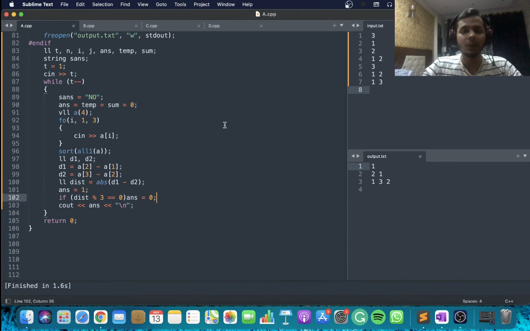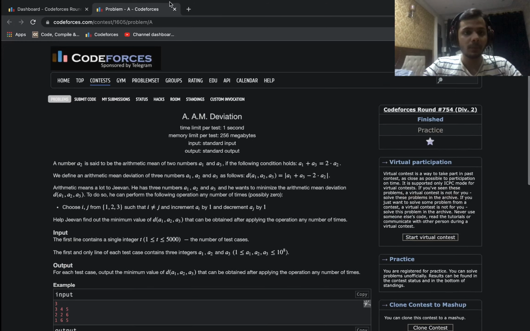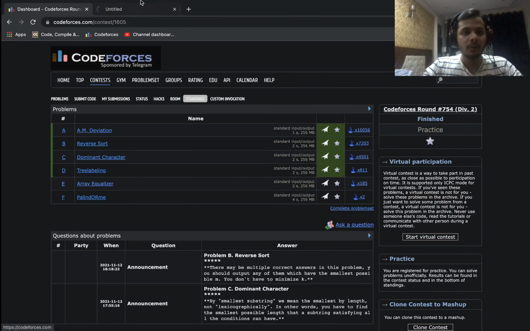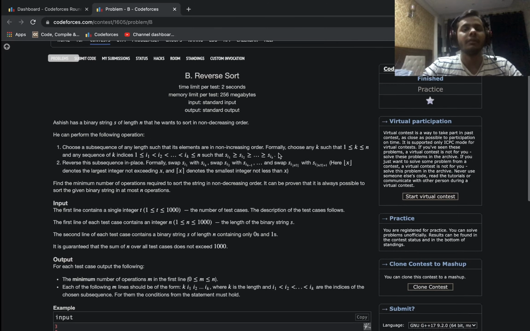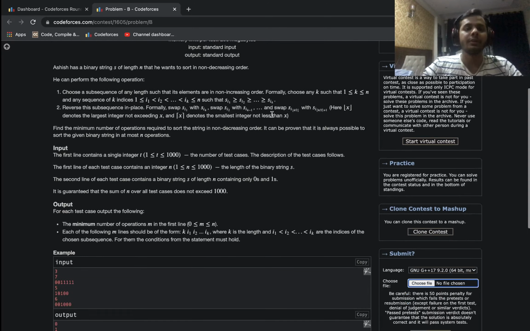Moving on to problem B now. This is called reverse sort. Again, a very justifiable problem for a div2b. So let's see what this problem has to say.